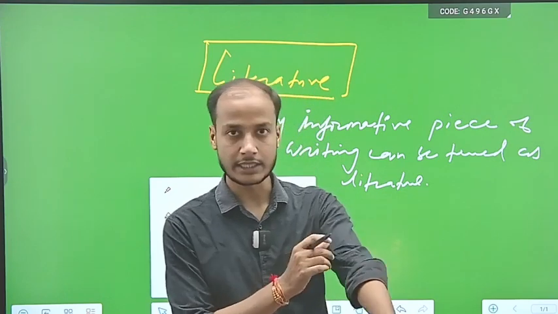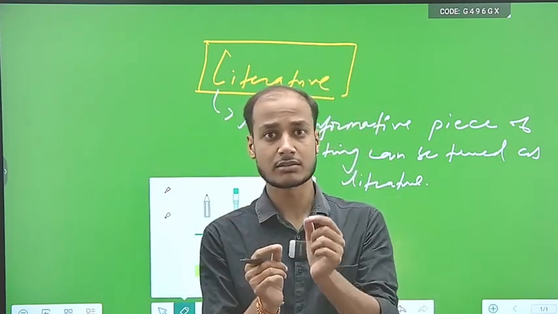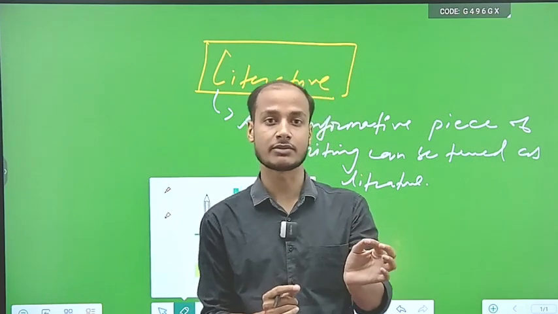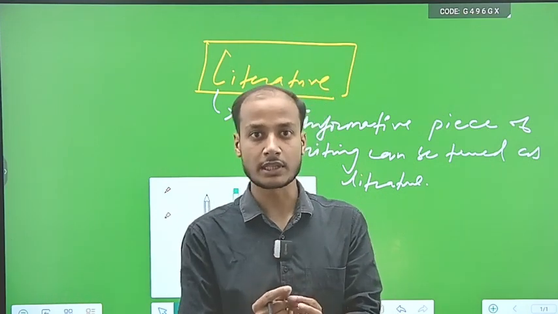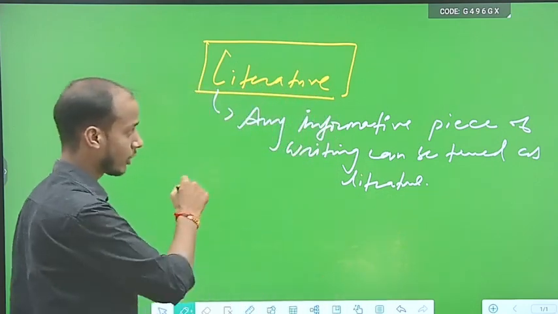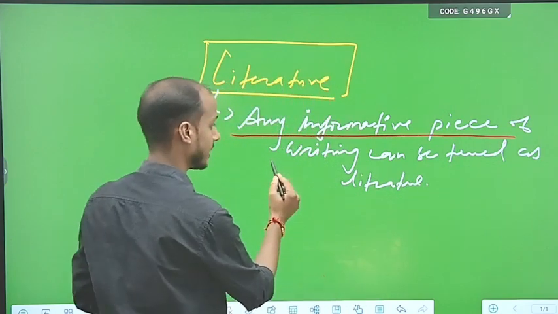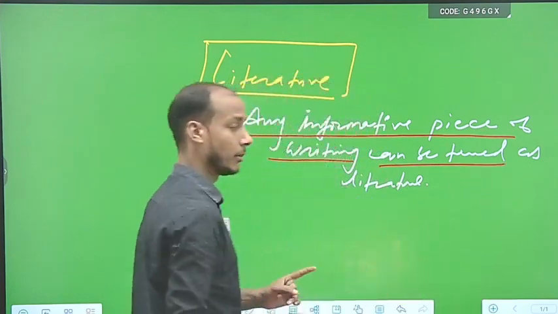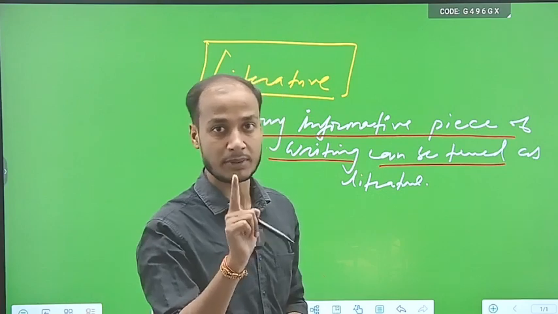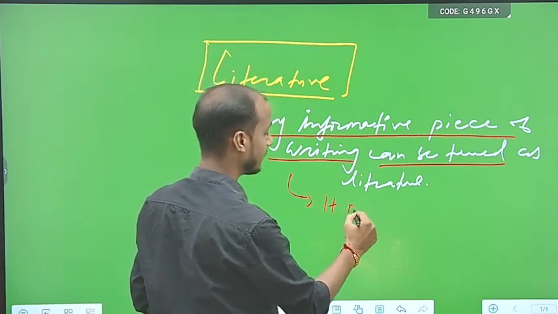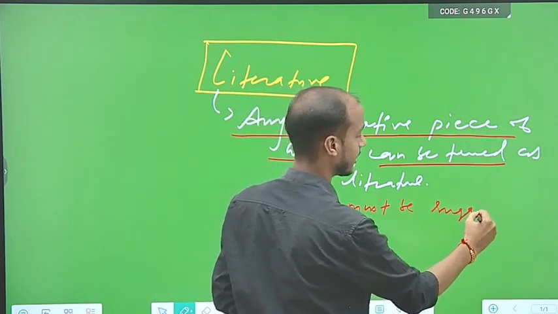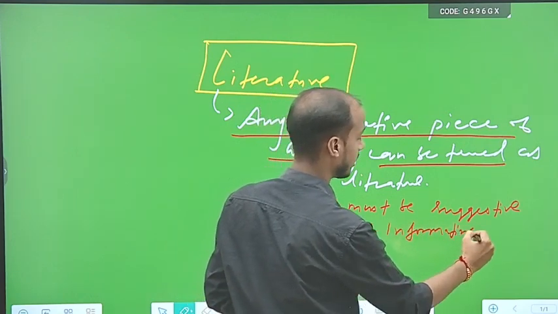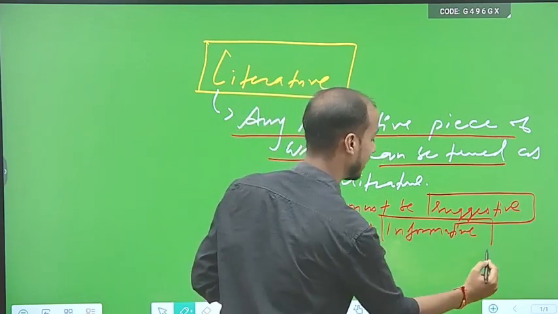But there is a condition. What is the condition? The condition is: is the thing suggestive or not? Does something suggest you something or not? If anything is suggestive, suggests something to you, informs you of something, it is literature. So this is a very important thing, I think you should focus on this. Anything that you see through your naked eyes can be termed as literature, but it must meet one basic condition: it must be suggestive or informative. So these two qualities must be there in anything to be literature, right?